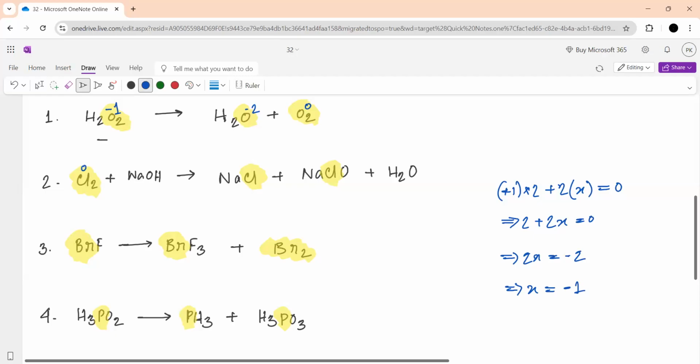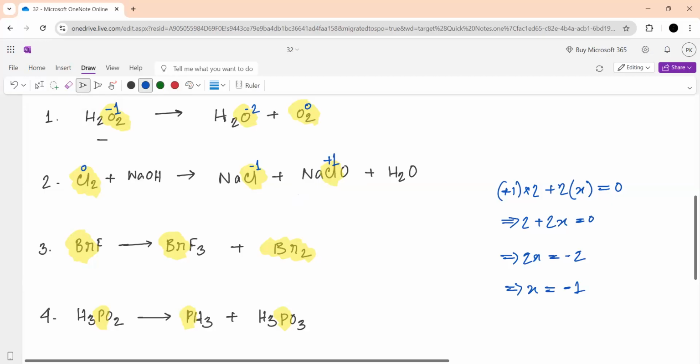In NaCl, chlorine is -1. Okay. And in NaClO, chlorine is +1. Why +1? Because oxygen is -2 and sodium is +1. So to make the whole charge neutral, chlorine has to be +1. Okay? Yes, ma'am. Because all of them are in 1 in number.